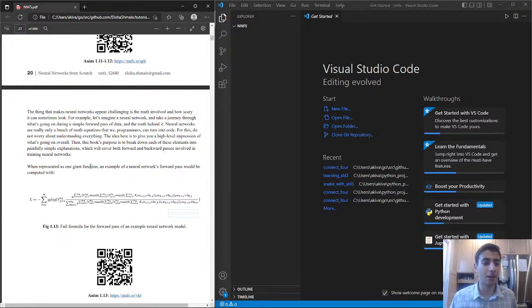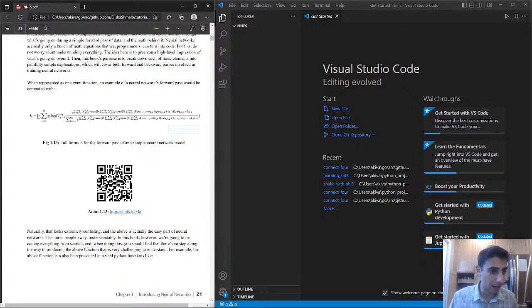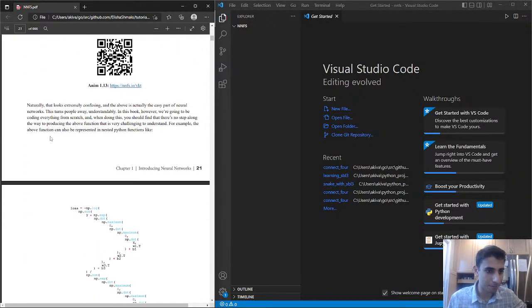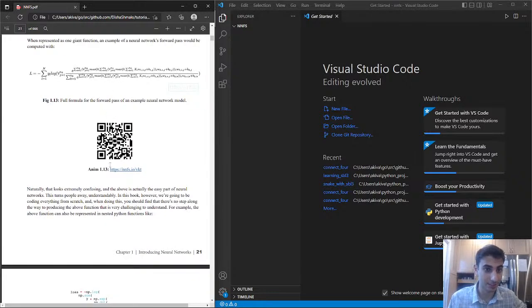When represented as one giant function, an example of a neural network's forward pass would be computed with this monster. There's a log, things are on top of each other, because that's how sums work. There's an upside down A, which I don't even know what that means, because I don't know math at that level. And also, this negative is interesting. I want to learn more about why this negative is here. I don't remember exactly why that's there. Naturally, that looks extremely confusing. Yes, it does. This looks ridiculous. Like, what the heck?